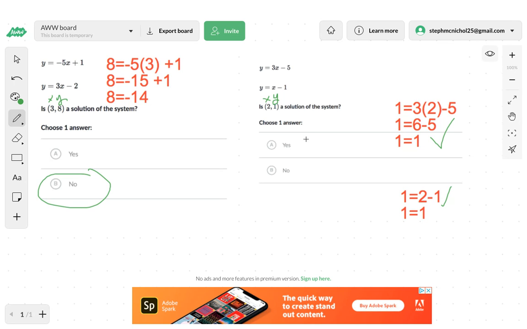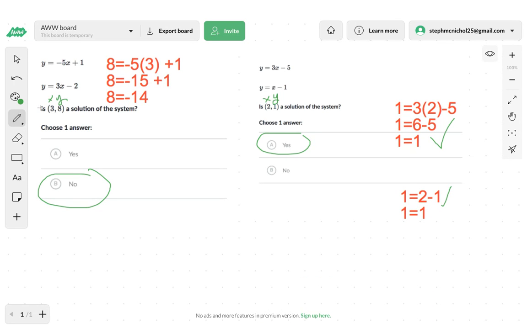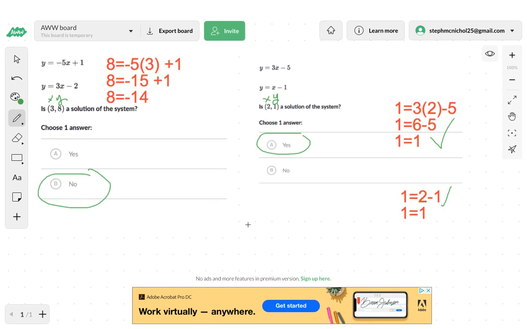Okay. So this point is a solution for both equations in the system. What we did earlier in the year was solve for the solution, which is what you're going to see in the future. But for now, we're just checking to see if these solutions work, all right?